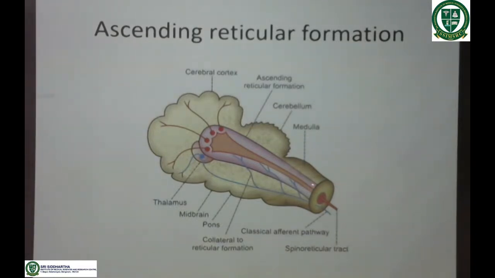Then this whole thing inside is the ascending reticular formation. Here are the medulla, cerebellum and the cerebral cortex. This side is the thalamus, midbrain and pons. Depending on the site, as I told, it is the midbrain reticular formation, pontine and thalamic reticular formation. Depending on the site, it has been classified. This classical afferent pathway gives collaterals to the main ascending reticular formation.